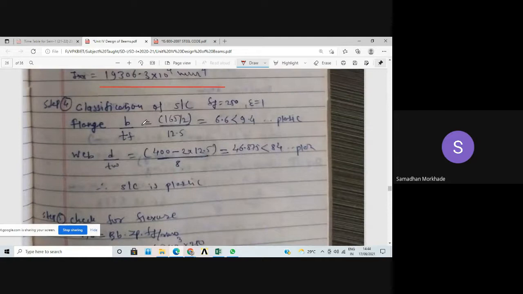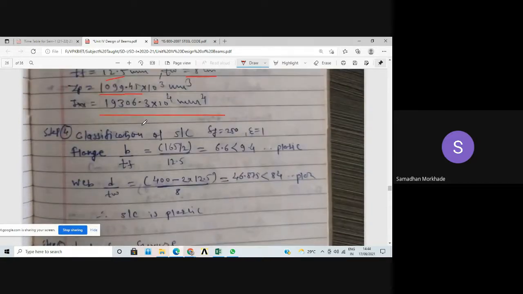Now, our section we have selected ISLB 400. Now we have to classify that section, whether that section is plastic, compact, or semi-compact. Now, what does it indicate? What is meant by plastic? What is meant by compact? What is meant by semi-compact?